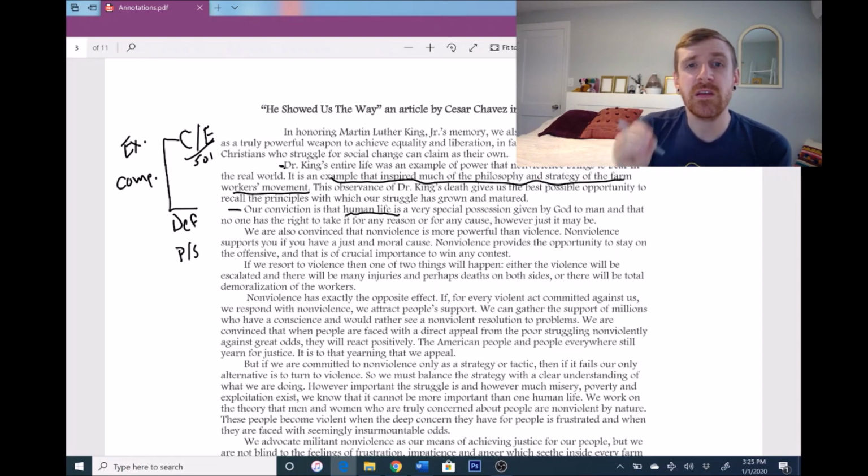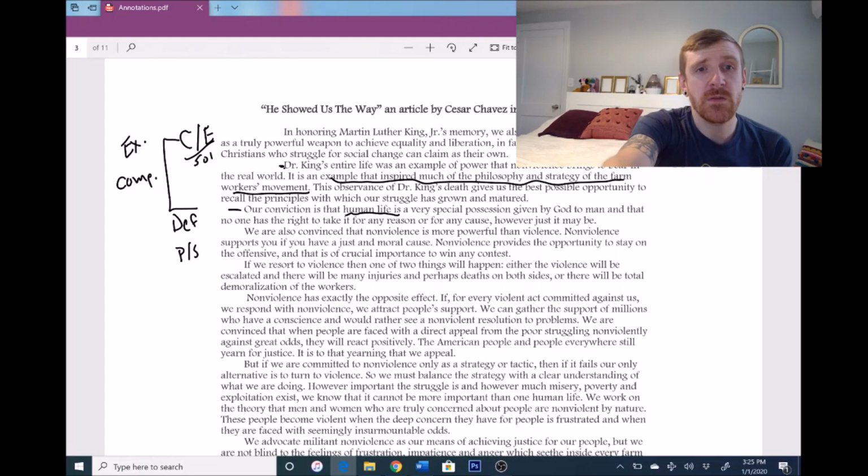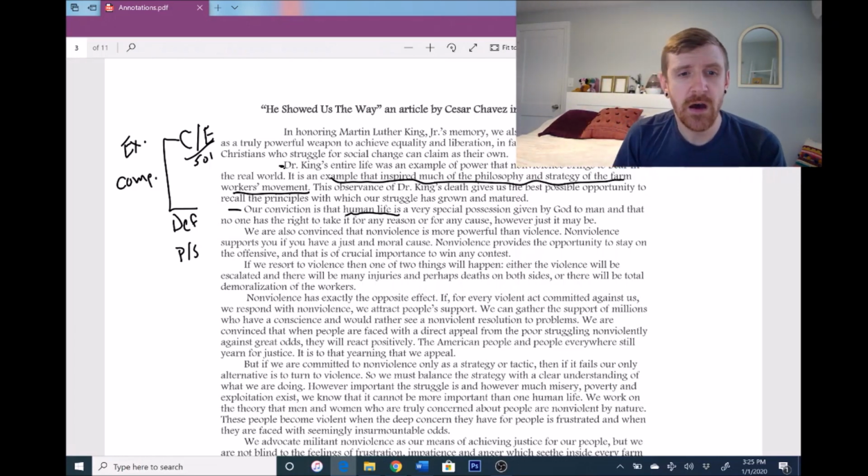So we have the convictions of the farm workers movement defined here. We've got human life being defined as valuable, as a possession given by God. We've got the solution: protest non-violently. And the kids are just making little notes here, and they're going to say, okay, here's why I think this exhibits elements of definition. Here's what I think exhibits elements of problem and solution.